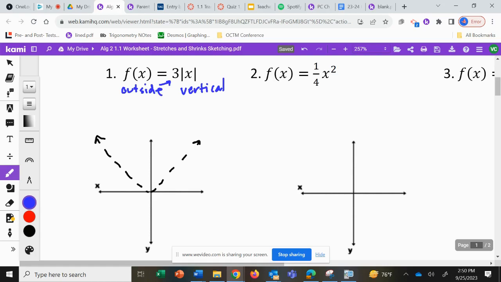Now, when we did vertical, and you can look at your notes, I have 3, and 3 is greater than 1. So is that a stretch or a shrink? It's a stretch. If you don't remember which way a stretch goes, just imagine Miss Criswell is going to grab my hands and vertically stretch them. That's going to make it rise faster. And my V shape got stretched vertically.